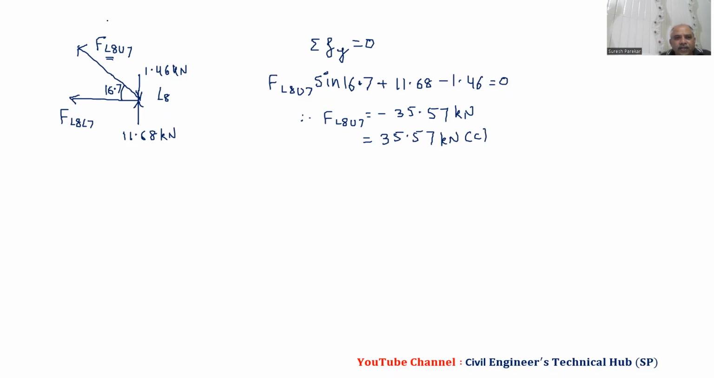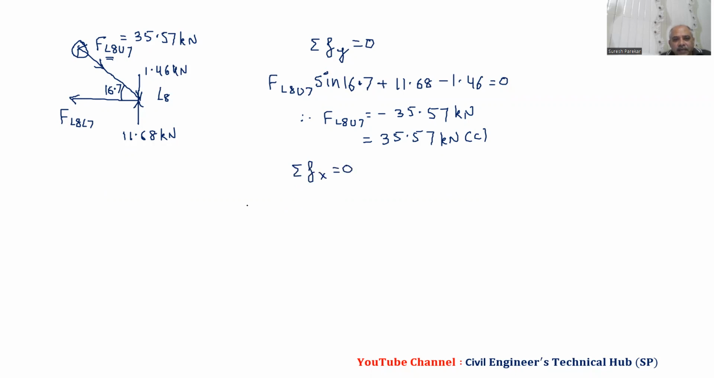Now we know this force, which is 35.57 kilonewton, and that is compression. So we have to round this up and show the correct direction. Now the unknown is only in the x direction, so I will go summation Fx equal to 0.